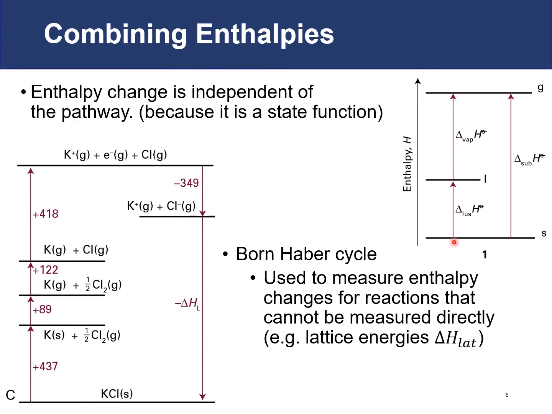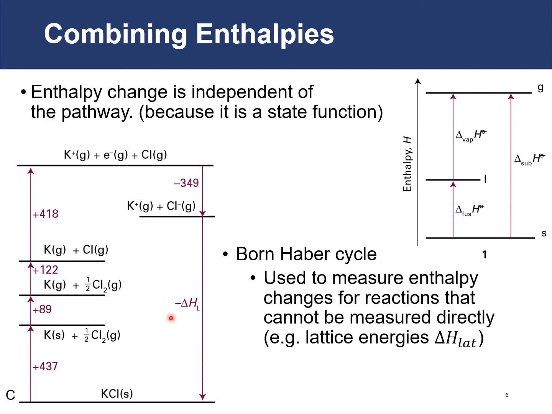So we could add our two reactions together, solid to liquid and liquid to gas, and that would give us the same value as the one that we want, which is solid to gas. Another one that we use this for commonly is the Born-Haber cycle, which is used to determine the lattice energy, or the amount of energy that you get from forming a crystal for an ionic compound.